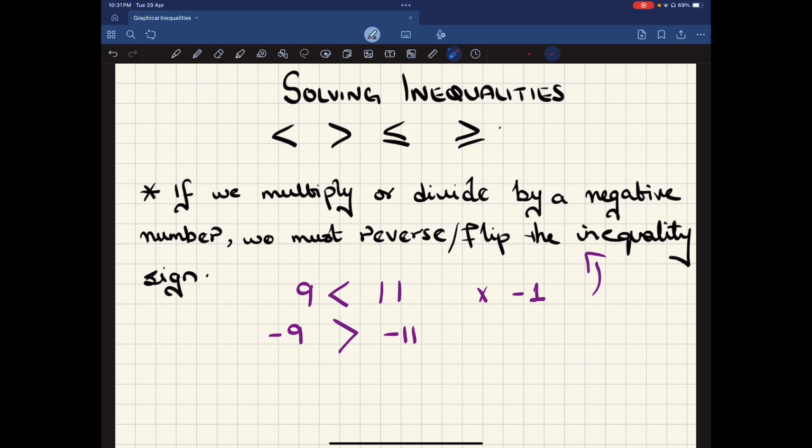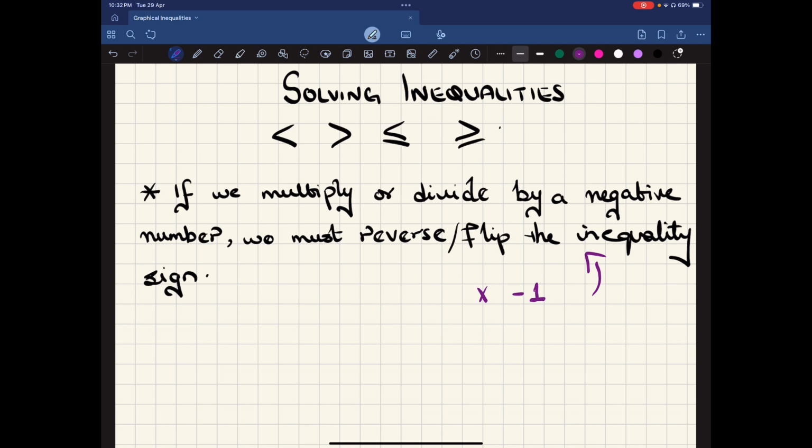And see, had we not changed the inequality, we would have gotten this, which is not true. The alligator is eating negative 11 even though it is smaller than negative 9. So the alligator mouth is always going to eat the bigger number. Negative 9 is bigger than negative 11, right? So this is a rule that you need to incorporate every time you're solving an inequalities question, okay?